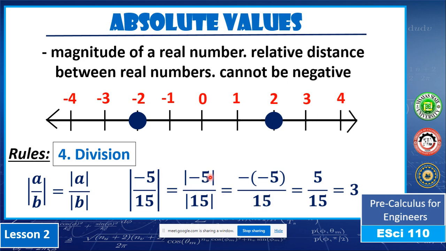But, for the case of negative 5, since it follows rule number 2 for negative numbers, we just have to multiply it by negative 1. So, negative 1 times negative 5 is equal to 5. 5 over 15, which is, wrong pala to, mali to, this is equal to 1/3. So, 1/3 pala to. So, ganun lang.